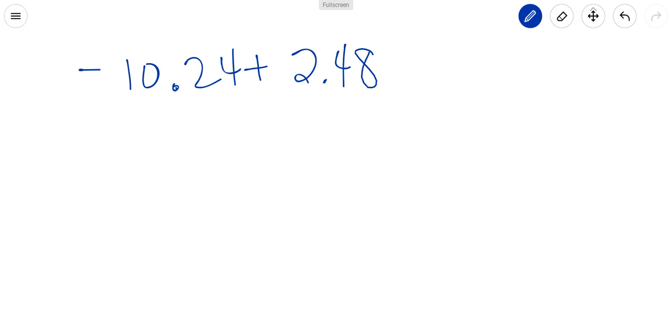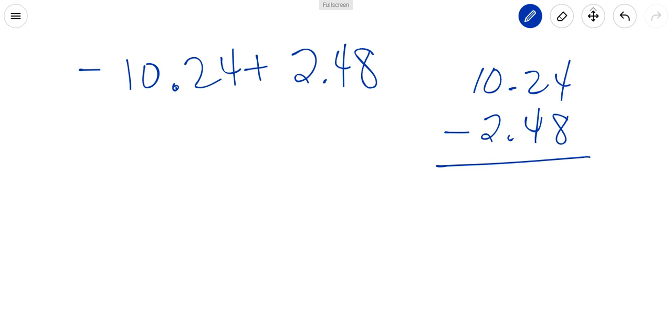Let's do one more here for good luck. Let's say negative 10.24 plus positive 2.48. Different signs means I should subtract. So I have 10.24 minus 2.48. To do my subtraction here, 4 minus 8 I can't do. I'm going to borrow. 14 minus 8 is 6. Can't do 1 minus 4, so I'm going to have to come over here.